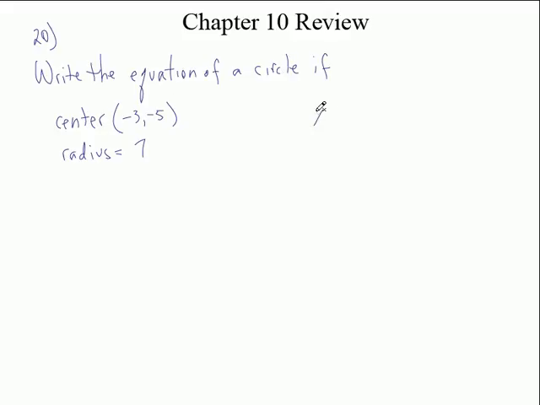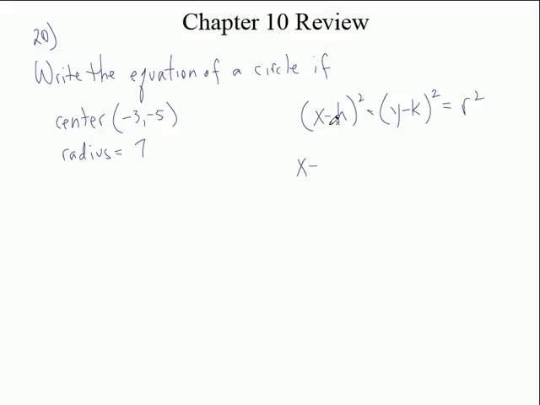Now, I wrote it earlier, but I'm going to write it again. It's a good idea, if you don't remember it, to write it several times. It's supposed to be a plus. Y minus k squared equals r squared. Look what we're going to do. What's the center? It's negative 3, negative 5. So I put the negative 3 right here, and I put the negative 5 right here.